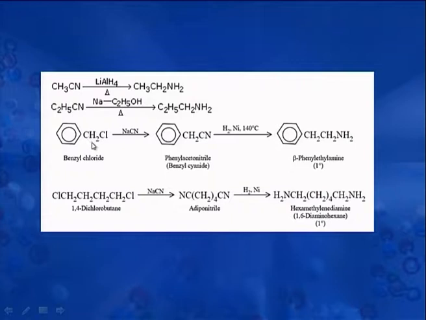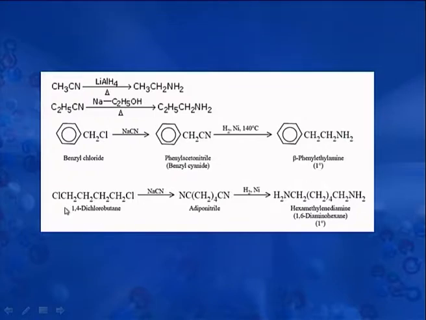So, if you look at this alkyl halide, this is benzyl halide. When it is treated with sodium cyanide, it forms beta phenyl ethanamine. That is, there is addition of one more carbon here. We started with benzyl chloride and now we have added one more carbon. So, this is the advantage of the reduction via cyanide method.